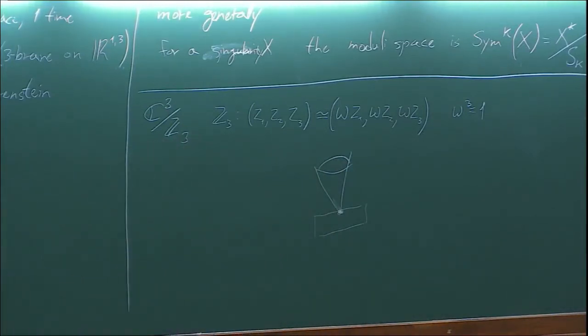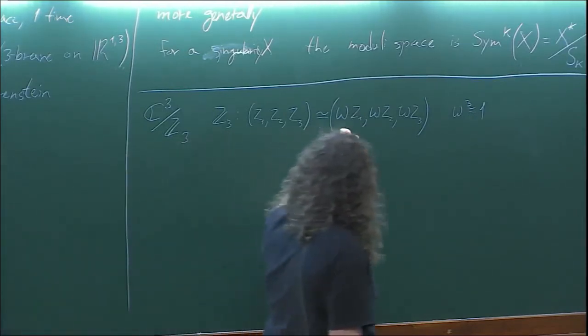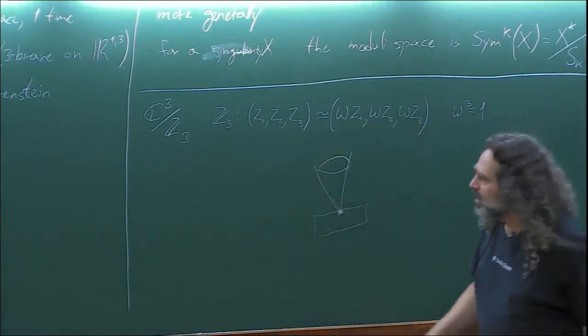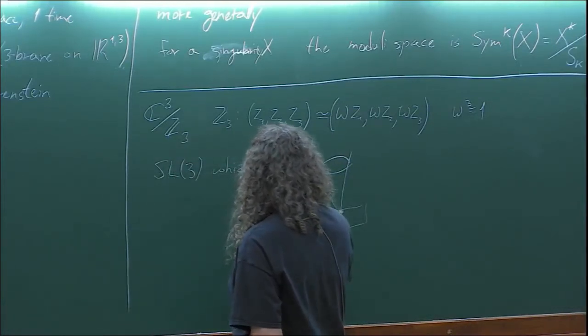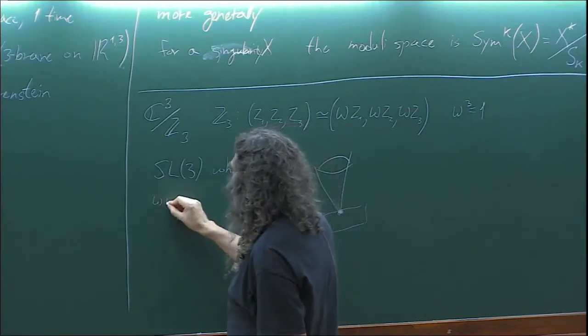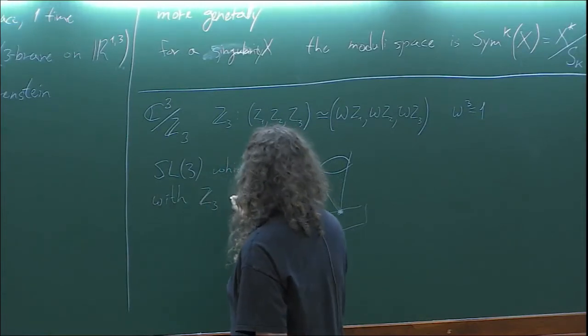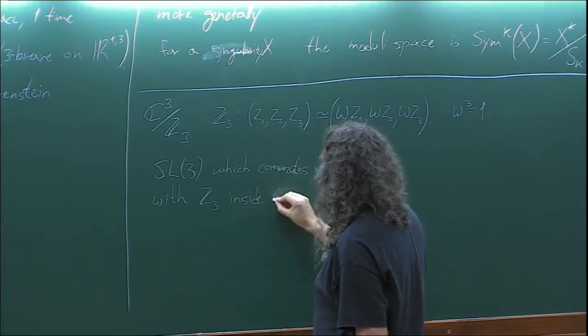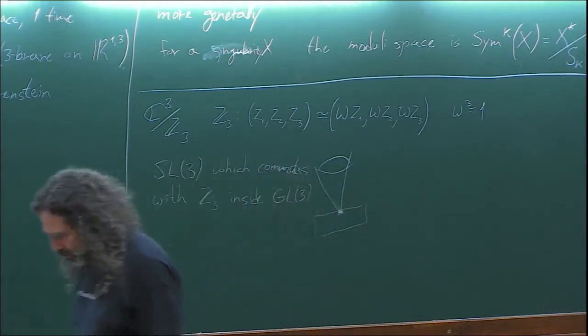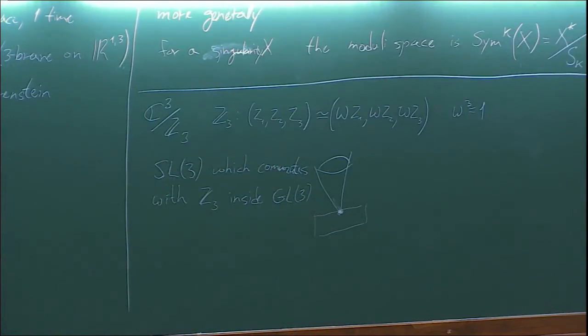So here's a point with the nice representation theory, because the Z3 action on those three coordinates is the same action. So there is an SL3 which commutes with Z3 inside, well, it should be GL3. Let's just take it to be GL3. GL3 would just rotate the coordinates among themselves, and there is a discrete group which acts on those three coordinates.